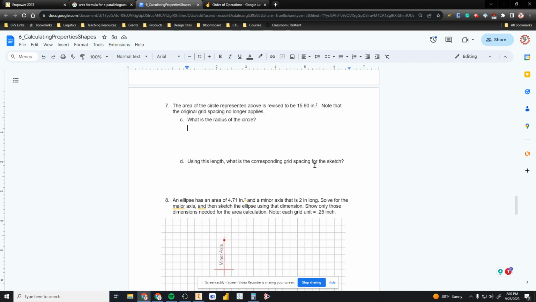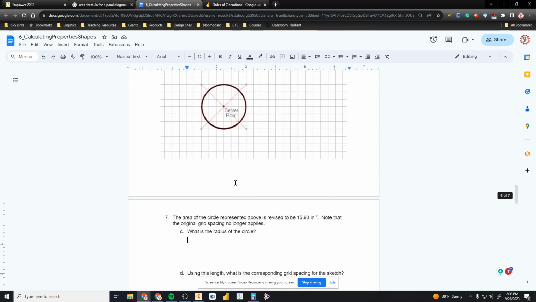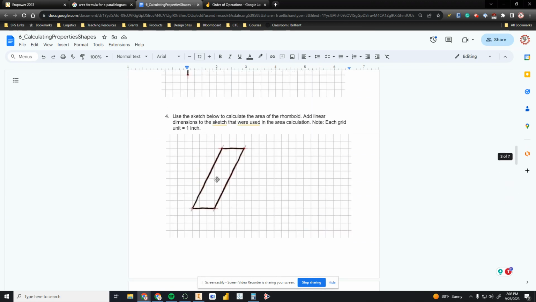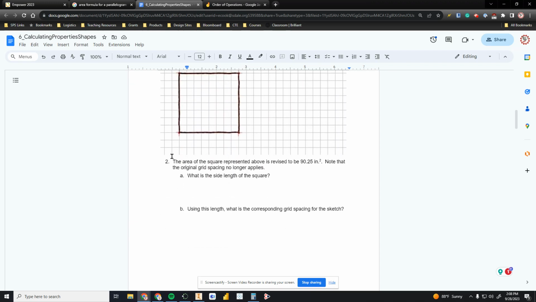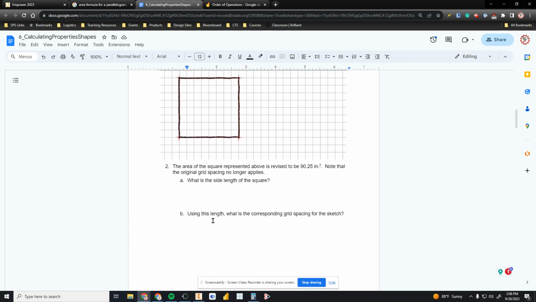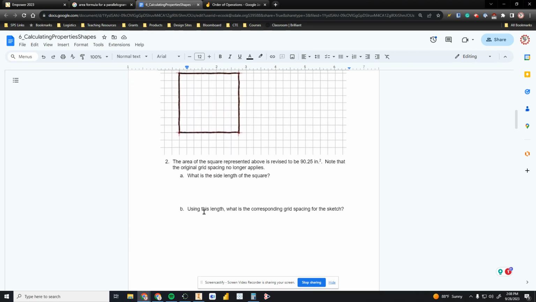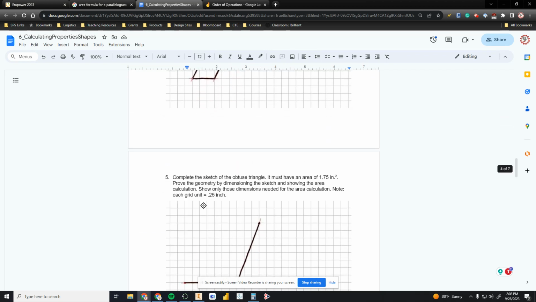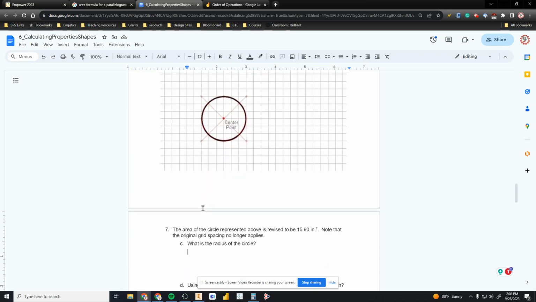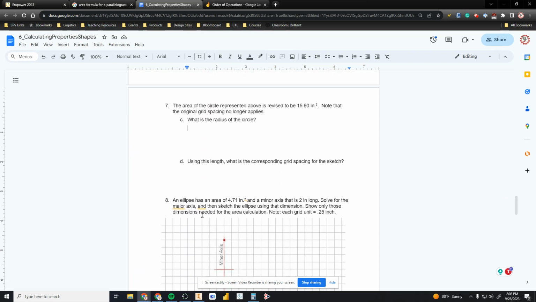Okay, so this is like with our previous question where we had to do a ratio. So corresponding grid spacing for the sketch, so it looks like number 2B. This is the same question, except now instead of using the rectangle, we're using the circle. So it's the same thought process, ratio time, okay?